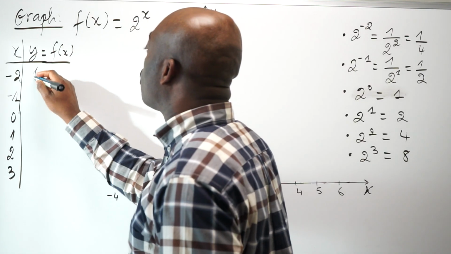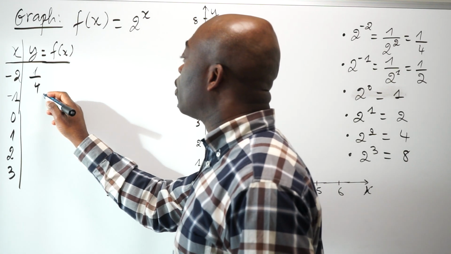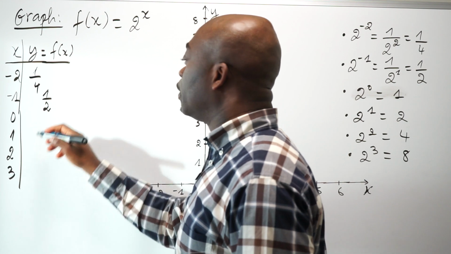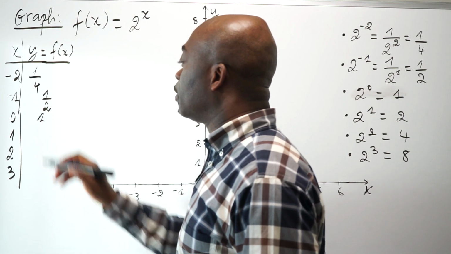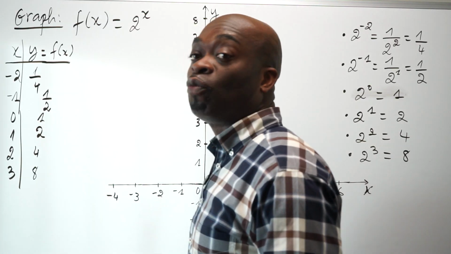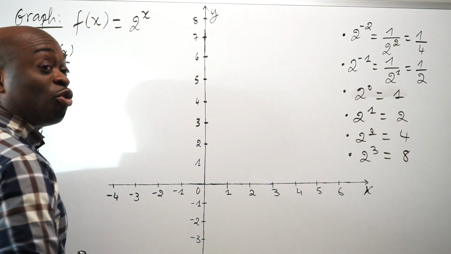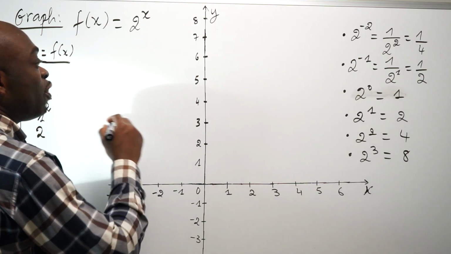So what do we end up with? We end up with a quarter here. All right? And then we end up with 1 over 2 here. Then we end up with 1 here. Then we end up with 2 here, 4, and then 8. And now what are we going to do? We're going to get the points and graph our function here.